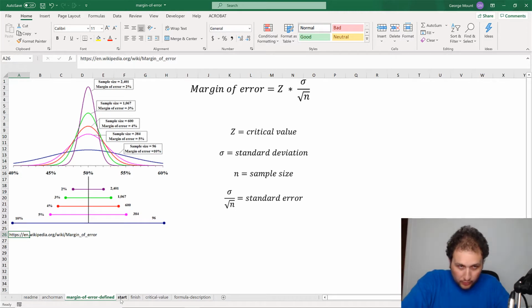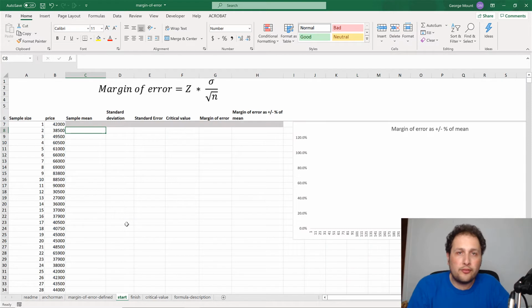Okay, so I've got a starter worksheet here. We'll go ahead and work through this. You've got a demo file as well that will walk you through this, so you can take a look at that if you'd like to as well. But I'm going to go ahead and set this up.